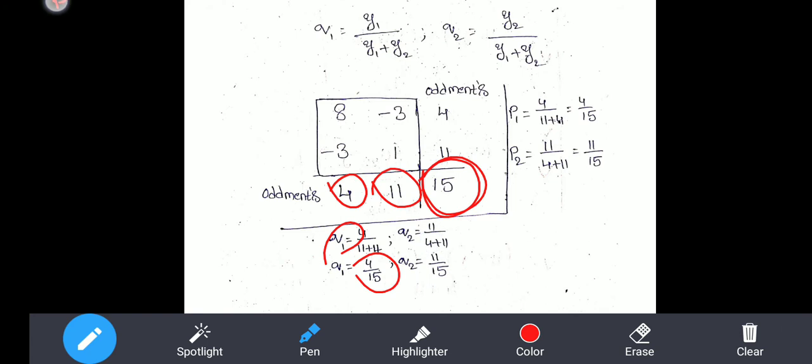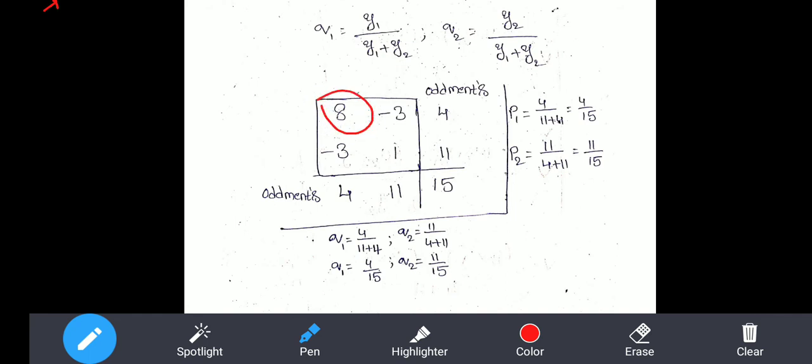After finding the probabilities, next will be the value of the game. The value of the game will be 8 into 4 plus -3 into 11, divided by the total value. I will repeat it again.